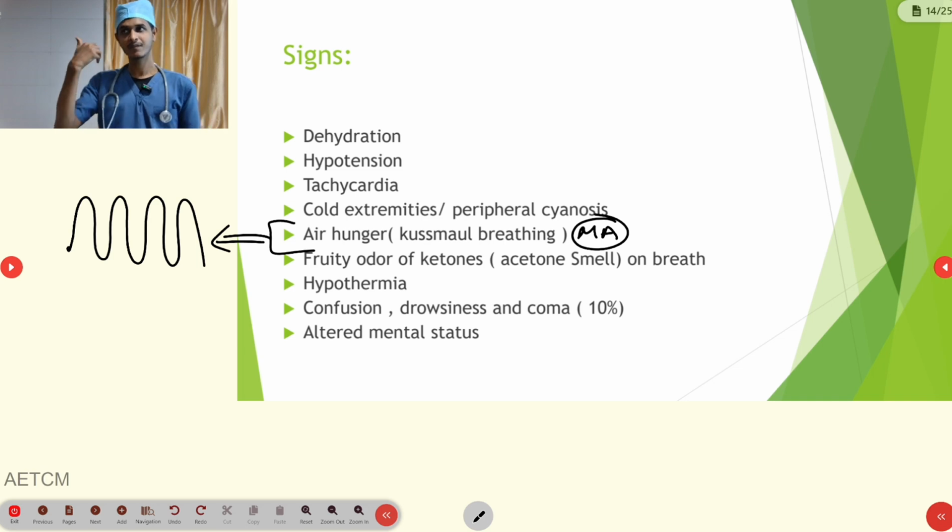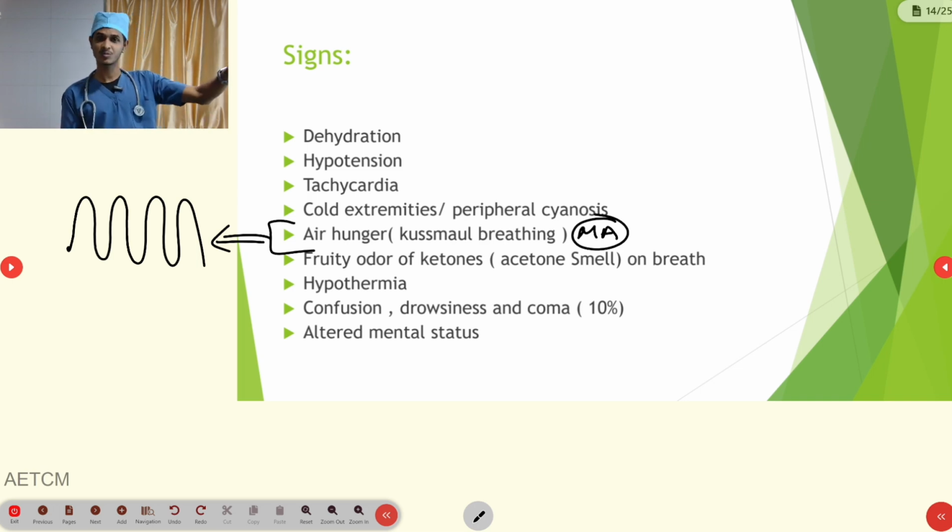If the body removes carbon dioxide, there won't be any further formation of carbonic acid. So the body will remove the carbon dioxide. But how will the body remove it? You have to hyperventilate, then only the body can easily remove the carbon dioxide. Hyperventilation means you take deep, continuous breaths, tachypnea, then only the body can easily remove the carbon dioxide. That is the reason you are getting a deep and rapid respiratory pattern.